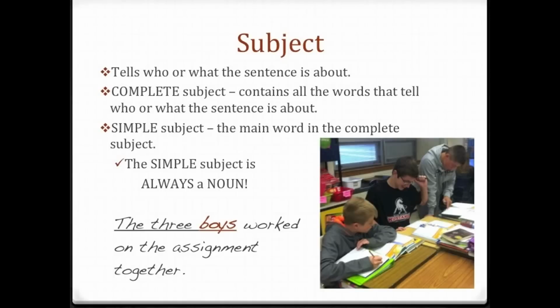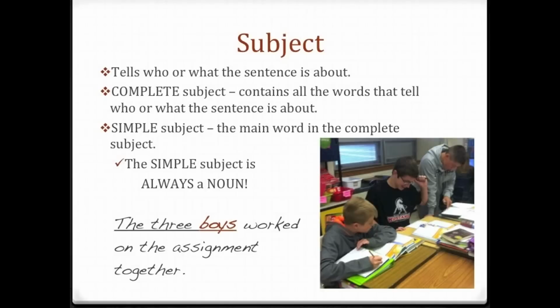In the sentence, the three boys worked on the assignment together. The complete subject is the three boys, because that's what the sentence is about. We can keep going though. The simple subject is the main word in the complete subject. It is always a noun, a person, place, thing, or idea. In our example, the main word is boys, and we know it's the simple subject because boys is a noun.